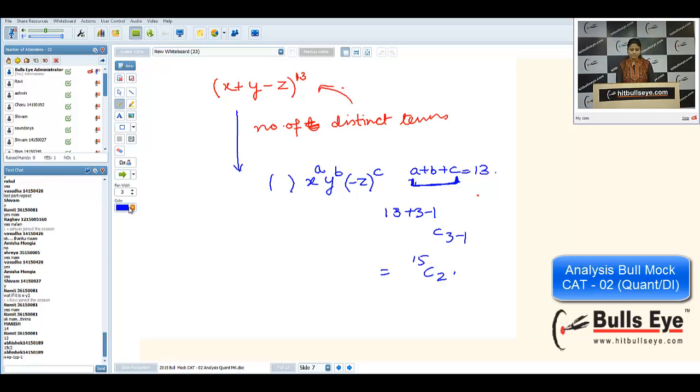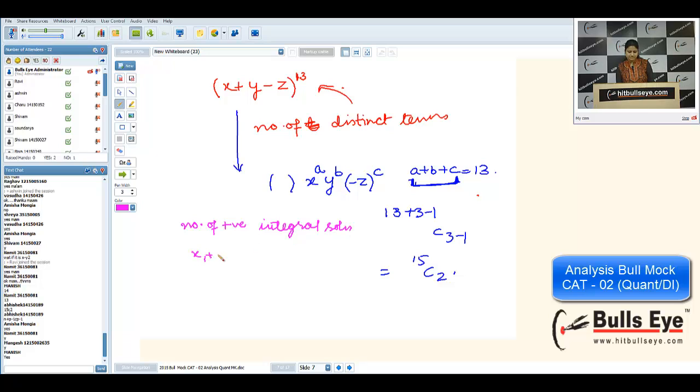I have used this formula once again. I'm writing: number of positive integral solutions to this equation. Answer will be (n plus k minus 1) C (k minus 1). I'm using this.